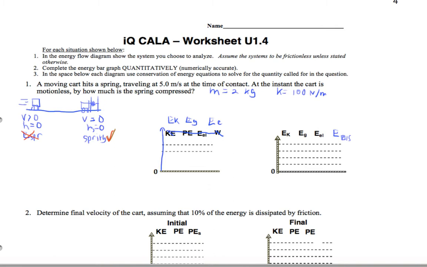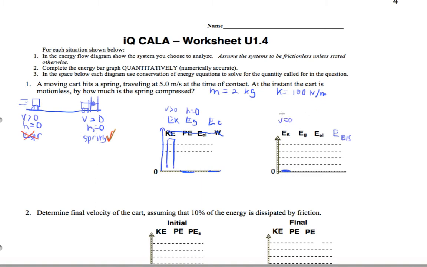So initially, v is bigger than 0. That means we definitely have kinetic energy. The fact that h equals 0 means we have no gravity energy. And the fact that we have no spring in the problem yet means we have no elastic. Now, once the spring is compressed, we come to rest, so we have no kinetic. That's why I write v equals 0.